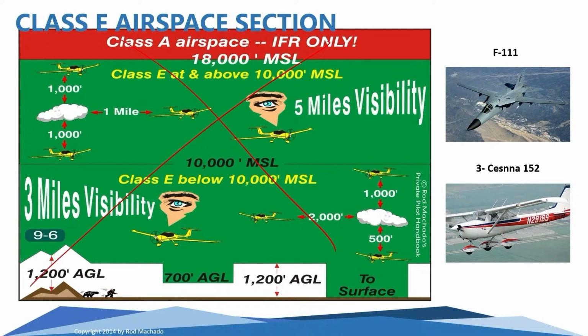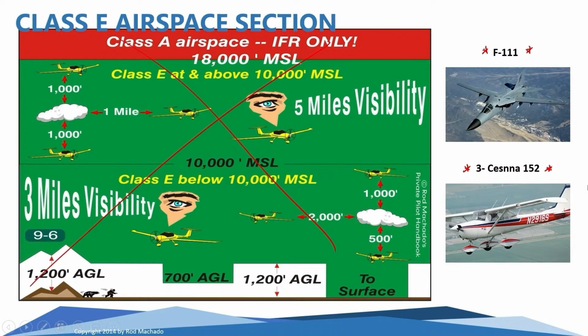In the top portion, anytime you're above 10,000 feet, we want to remember this mnemonic. You are more likely to see above 10,000 feet an F-111, which looks something like that. Okay. Anytime that you're below 10,000 feet, you're more likely to see 3 Cessna 152s. Okay, 3 Cessna 152s because they barely can get up to 10,000 feet, on a good day.